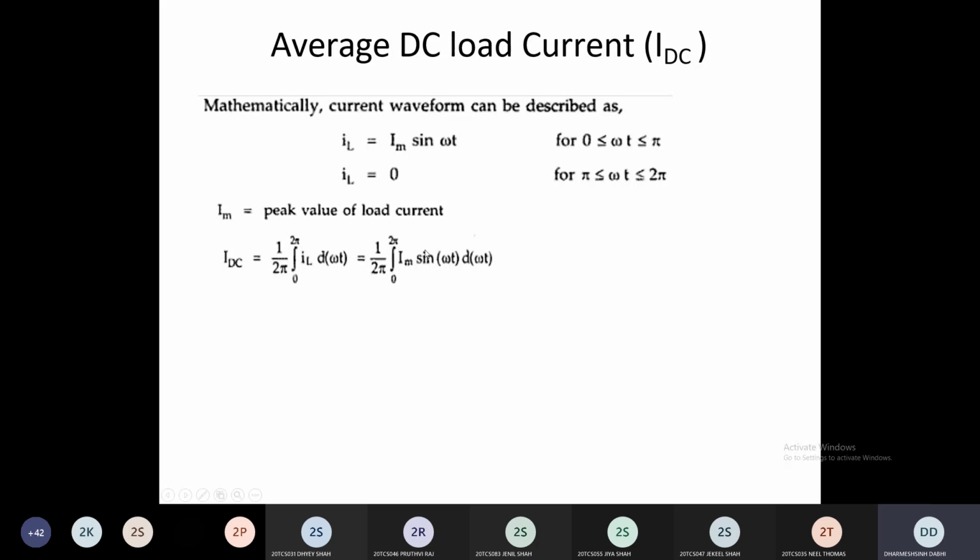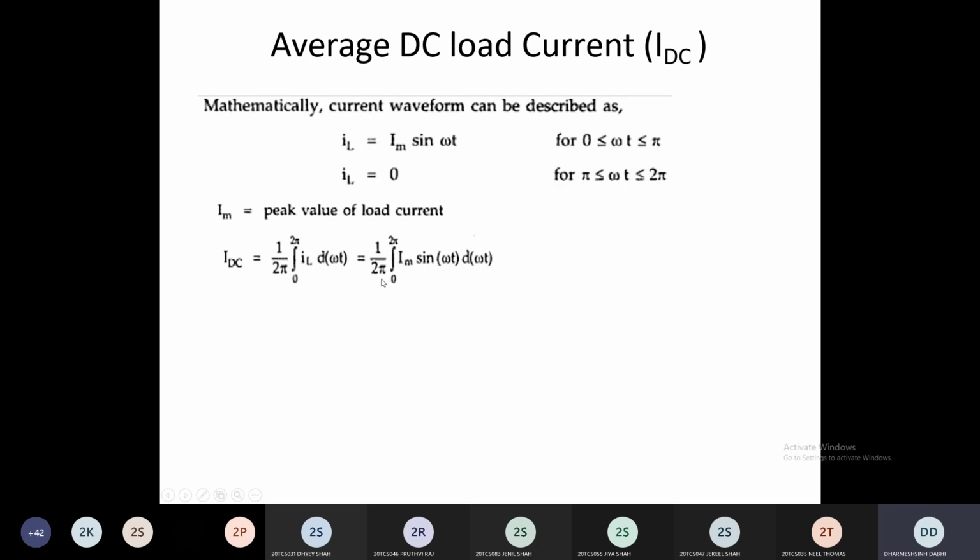Why? You can see here sin omega t integration is what? Minus cos omega t. Clear? But you take it here from 0 to pi. So minus cos pi, minus plus, so it is plus cos 0. So cos pi is what? Minus 1. So minus cos pi becomes plus 1, and plus cos 0. Cos 0 is 1. Clear? So this term, sin omega t integration from 0 to pi, becomes 2.